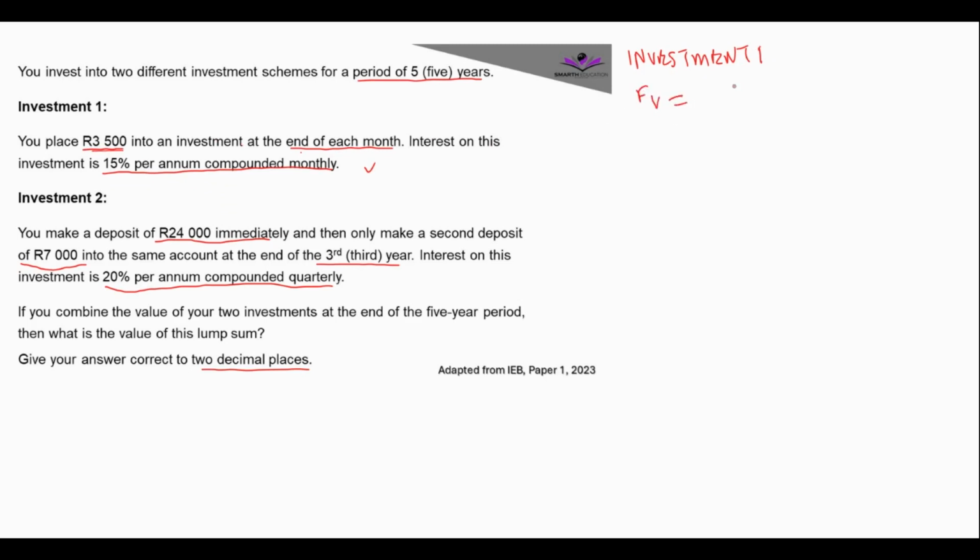Future value is equal to x, then 1 plus i to the power n minus 1, all this over i. Right, so our x is 3,500, our i is 15%, so 0.15 divided by 12. Then what will be n? n will be 5 times 12, because how many payments will be done? n is the number of payments. So in 5 years, there'll be 60 payments if payments are done monthly.